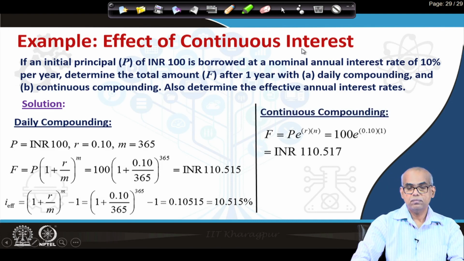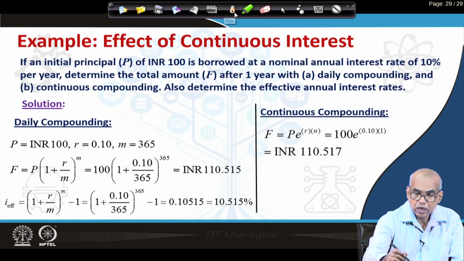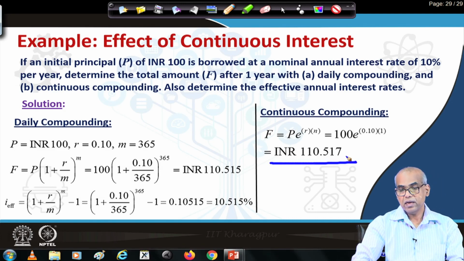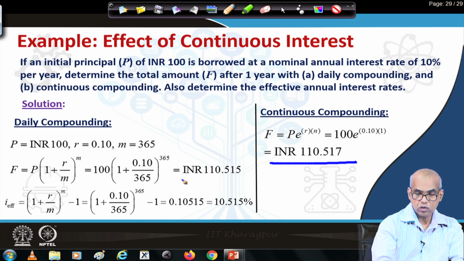So, you know the formula F equal to P into e to the power R n. R is 0.1, that is 10%, and n is 1 year. So, F equal to P into e to the power R n can be computed as 110.517 rupees. Note that the values are very close.